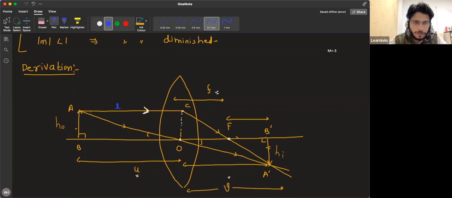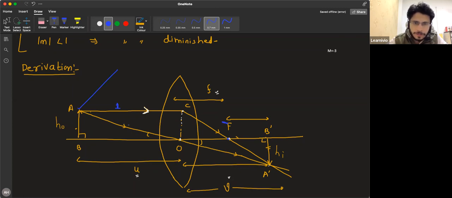This is your object AB. From point A, one ray is going which is parallel to the principal axis. After refraction, this ray will pass through the focus. This is the focus of the lens, right? So the ray will pass through the focus.